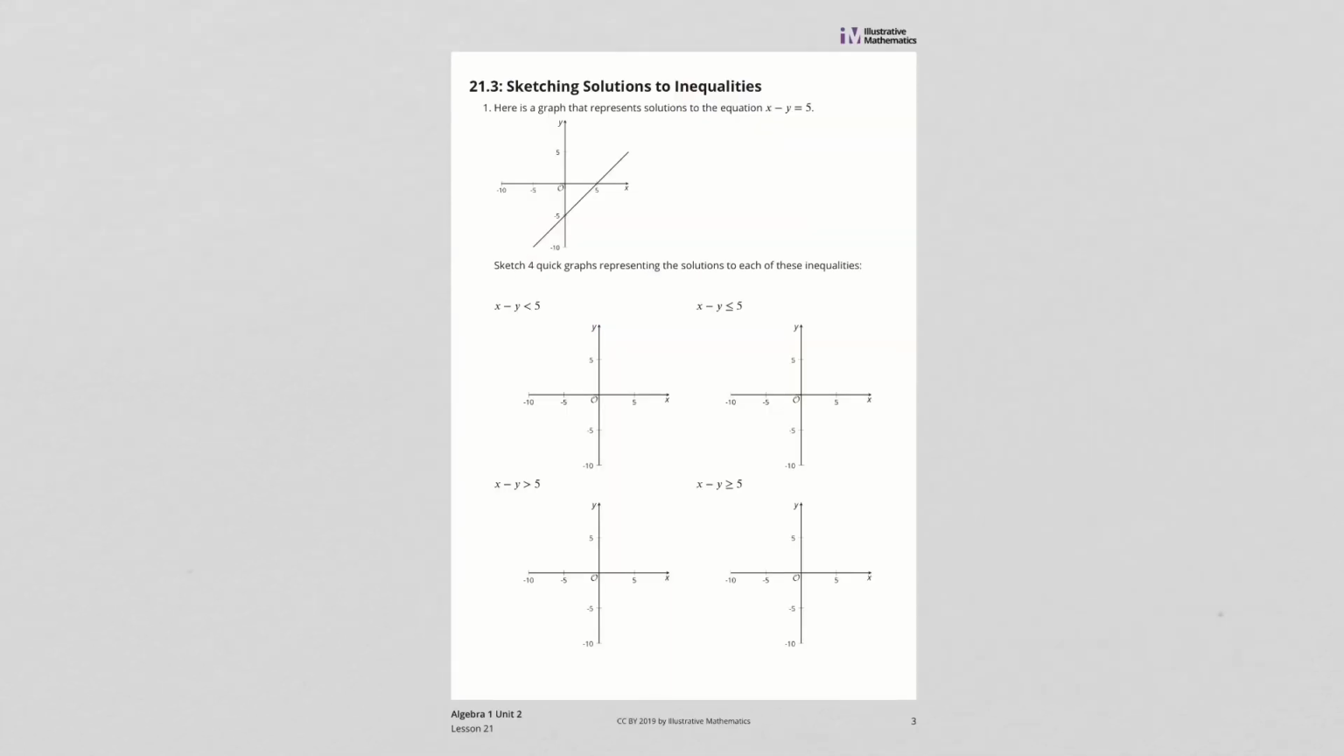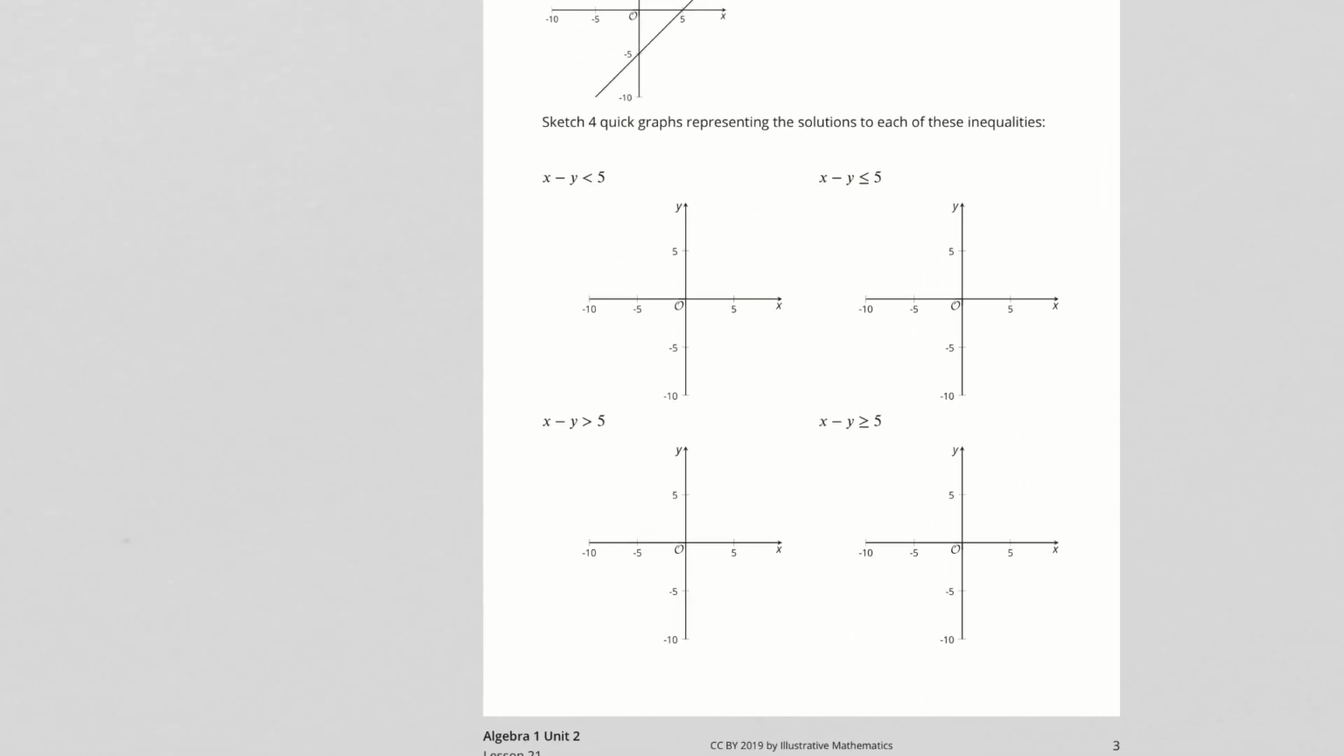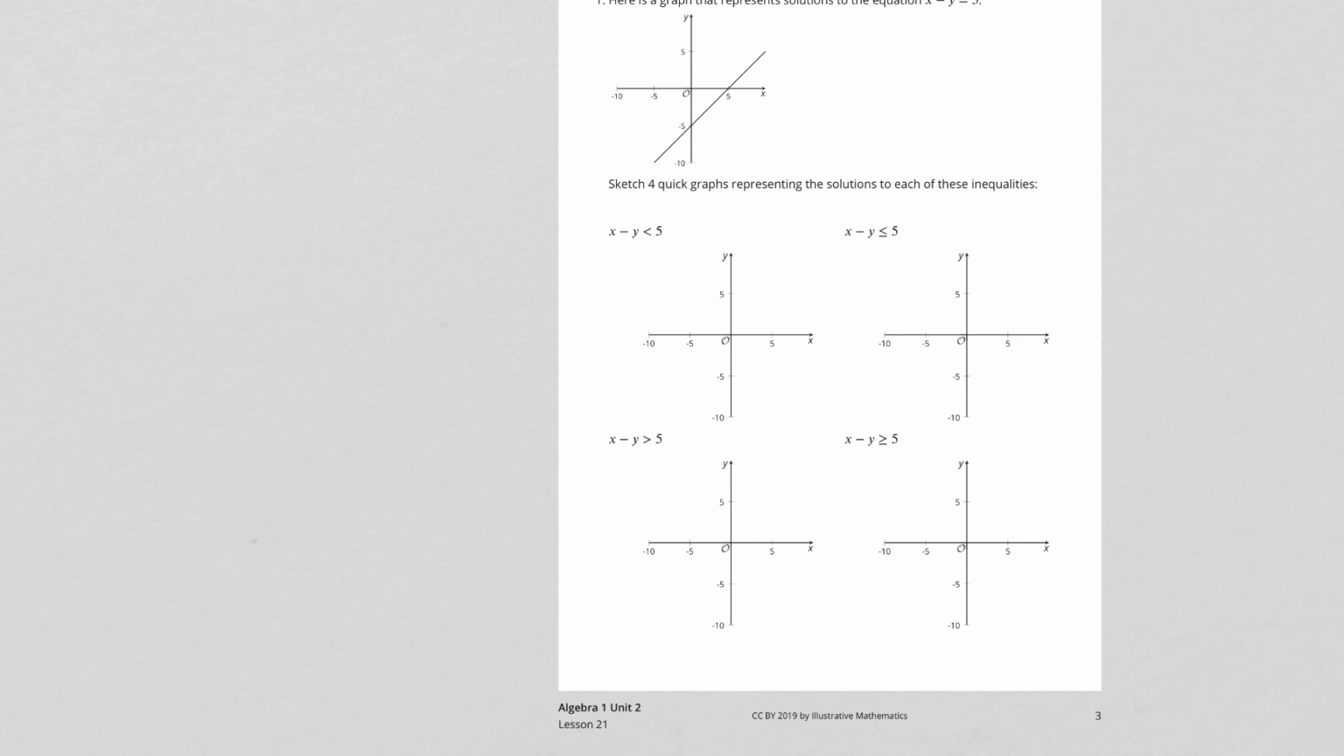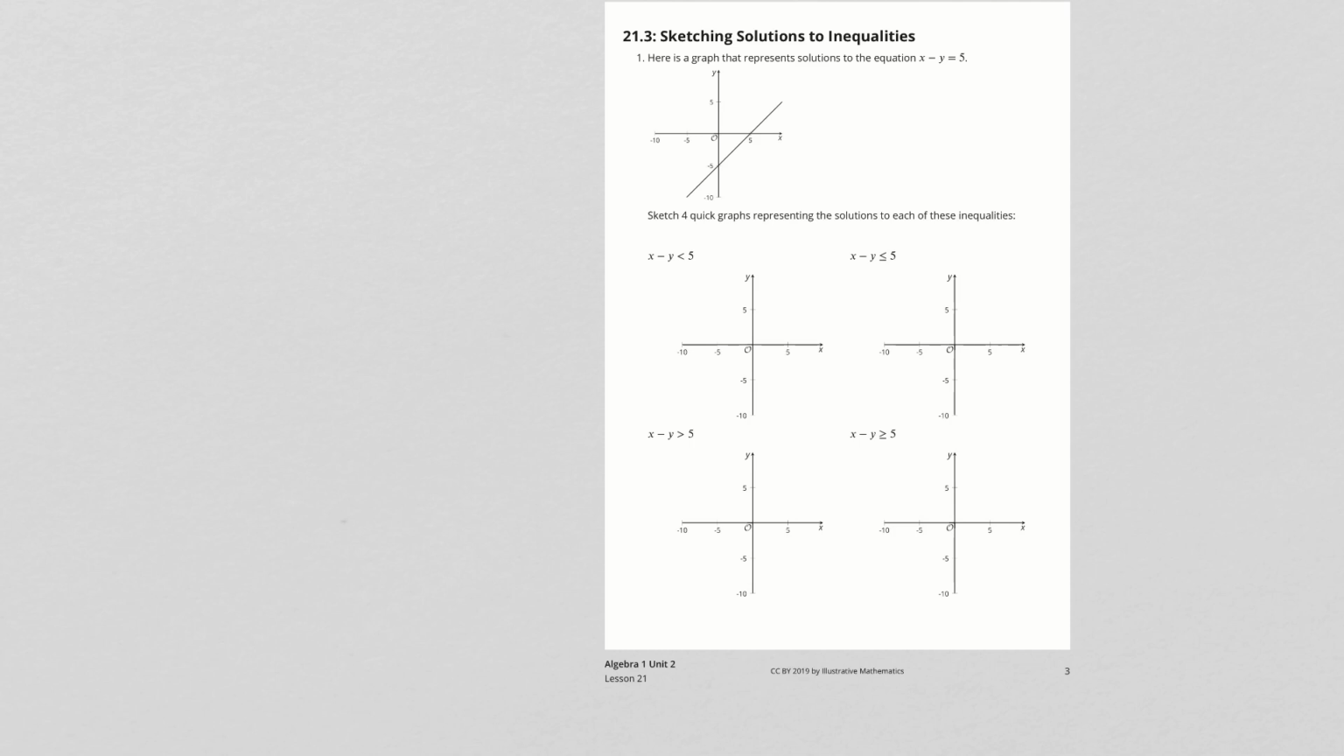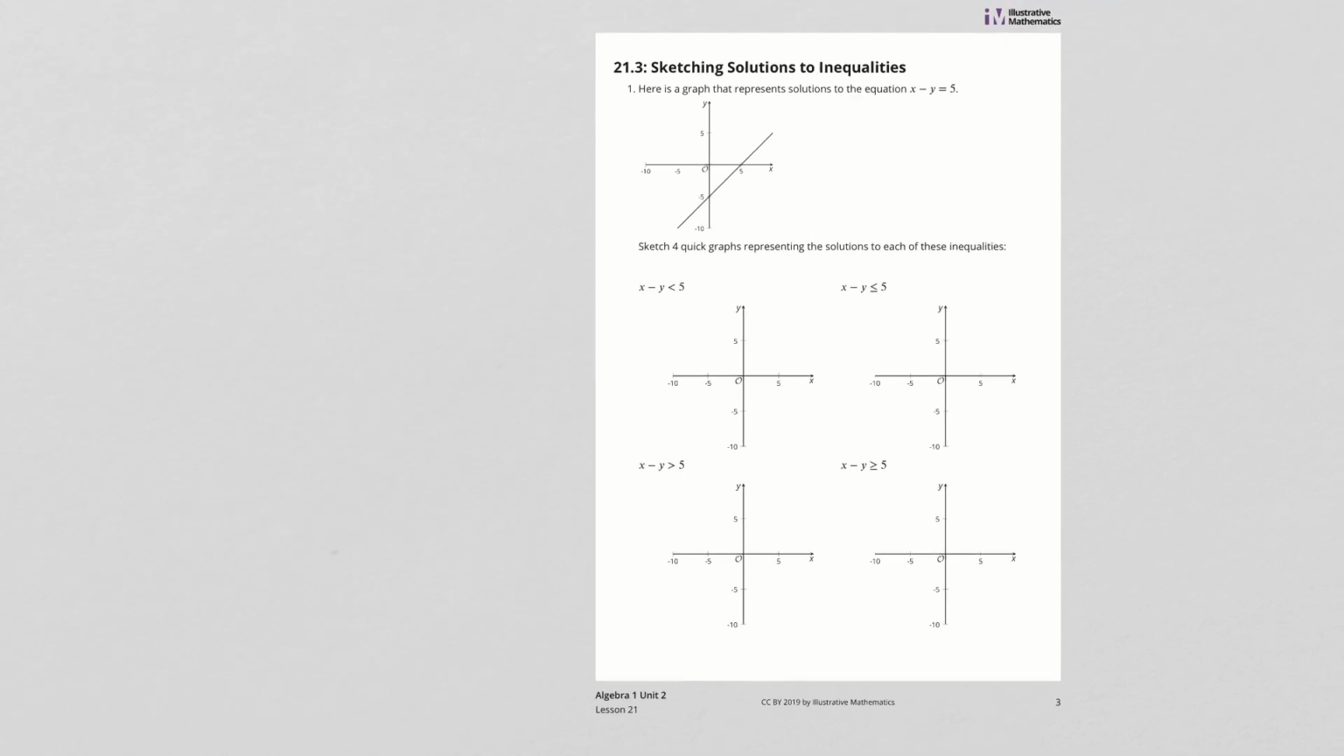Sketching solutions to inequalities. Here's a graph that represents the solutions to the equation. We have x minus y is equal to 5. Actually, because I did all of the last page how I'm telling you guys to do it, and this is expecting you to do it this way, I want you guys to do this page as well. You can do it as a class today if you want to. So 21.3, I want you guys to do that in class.